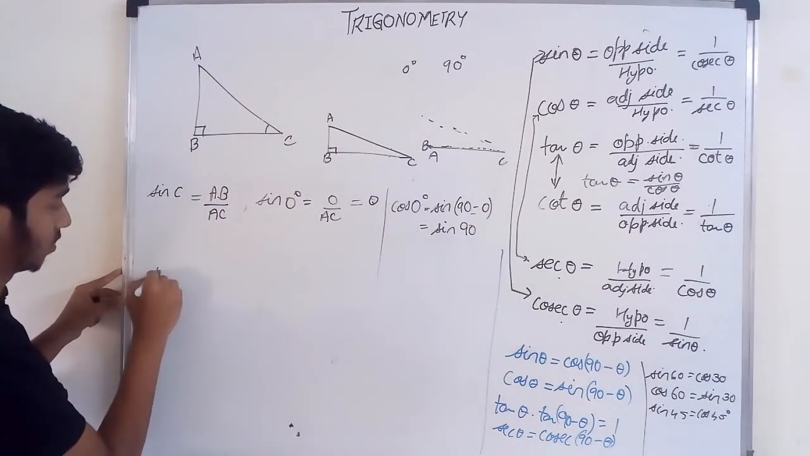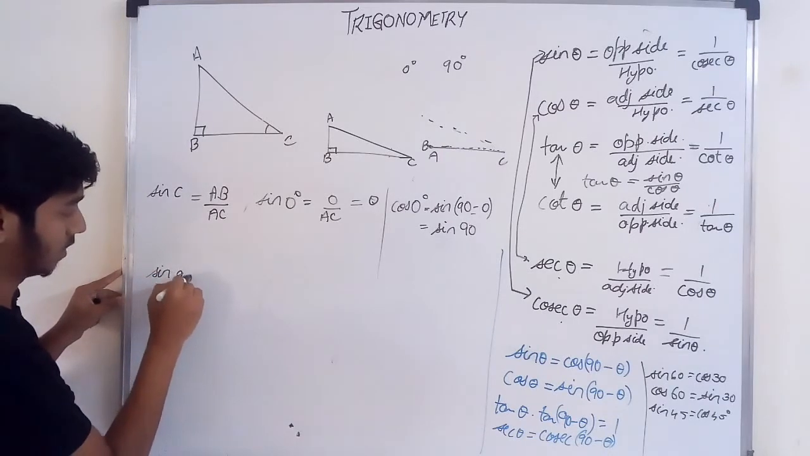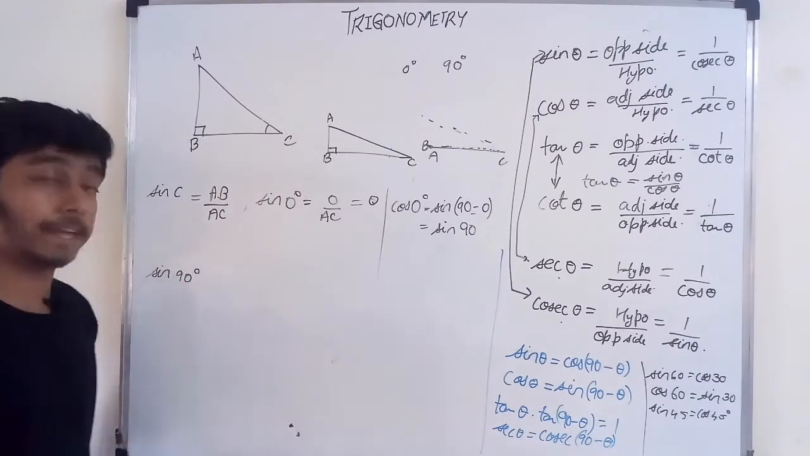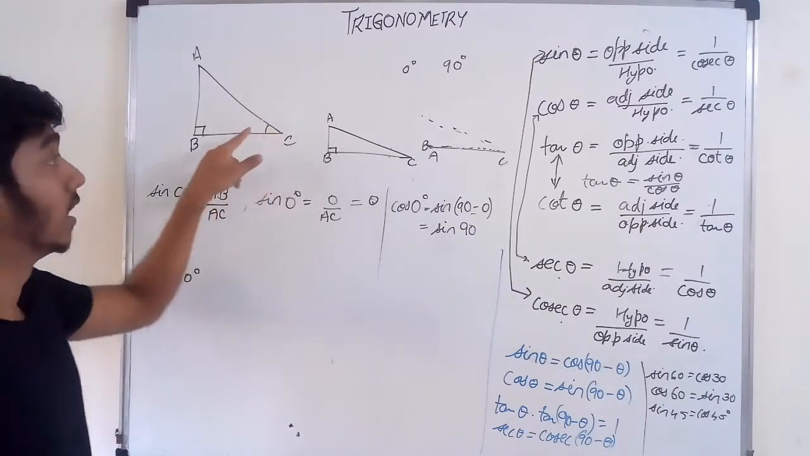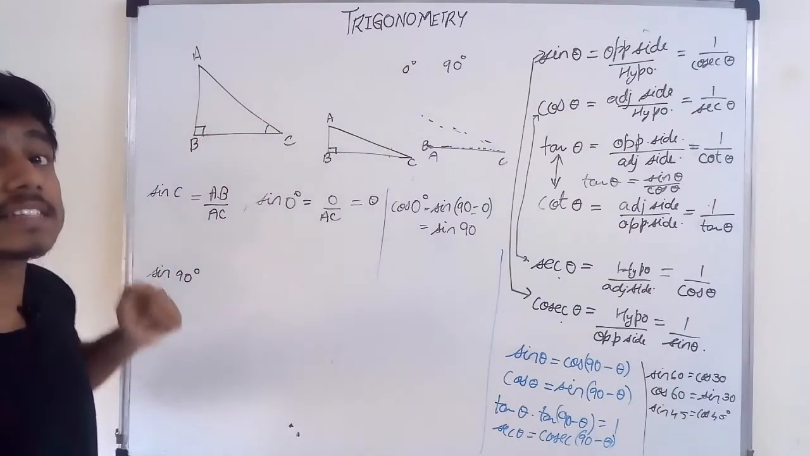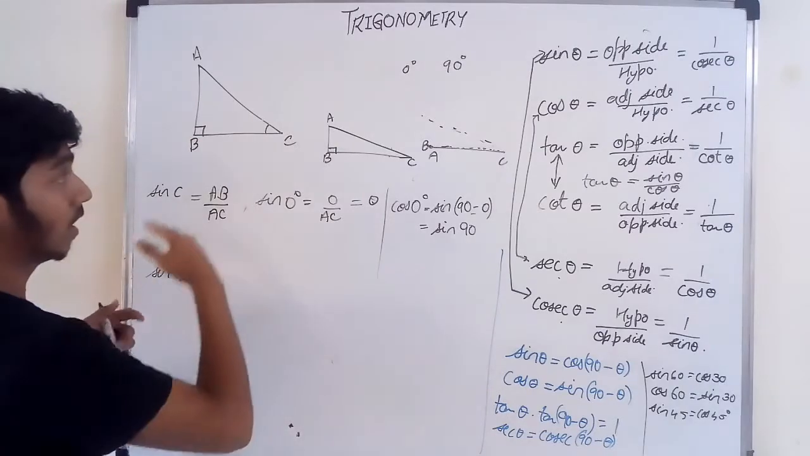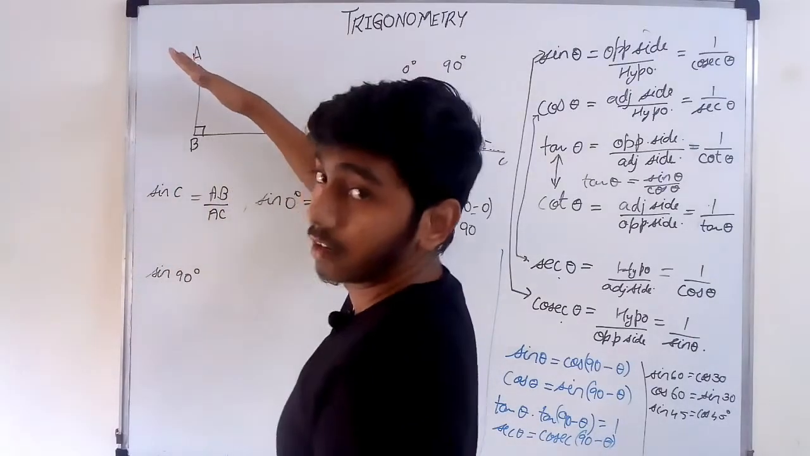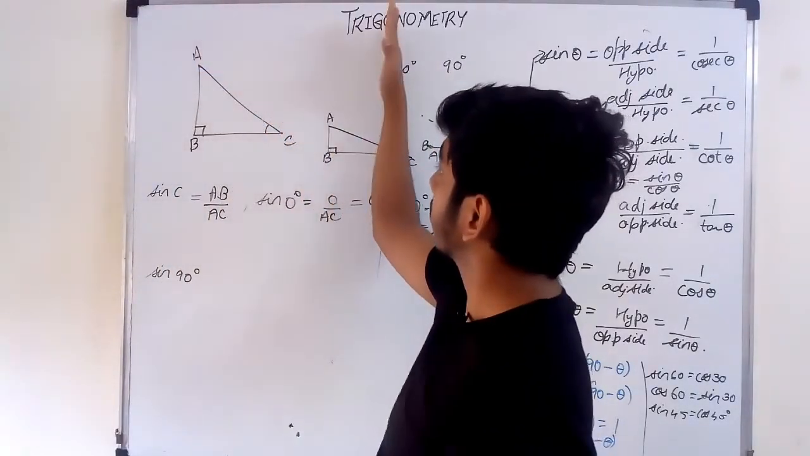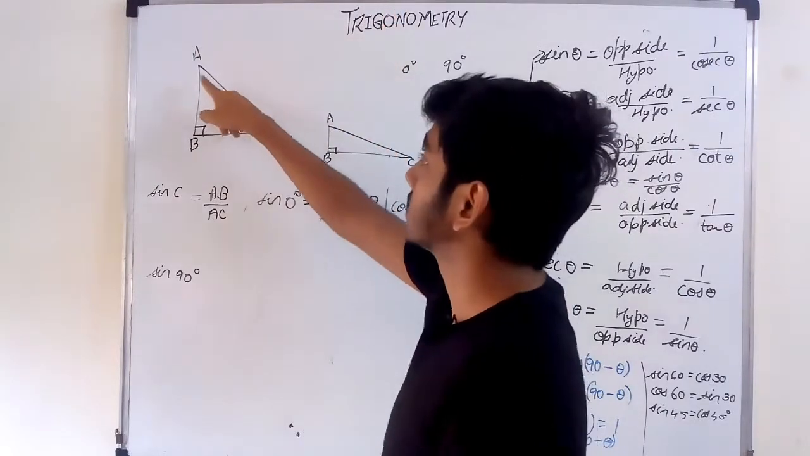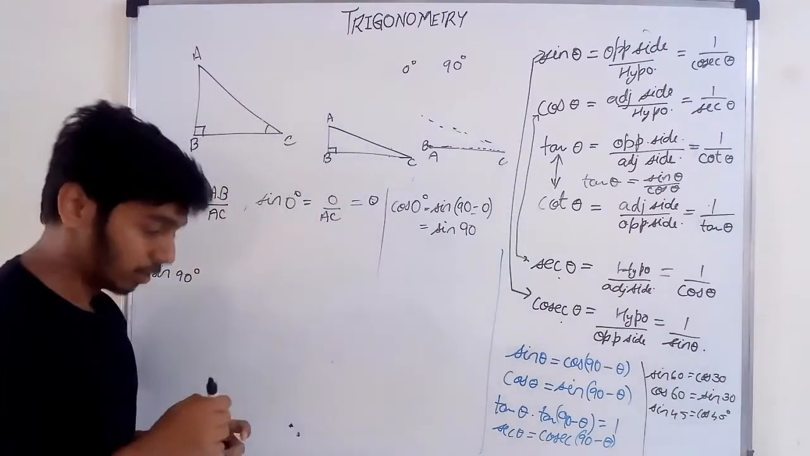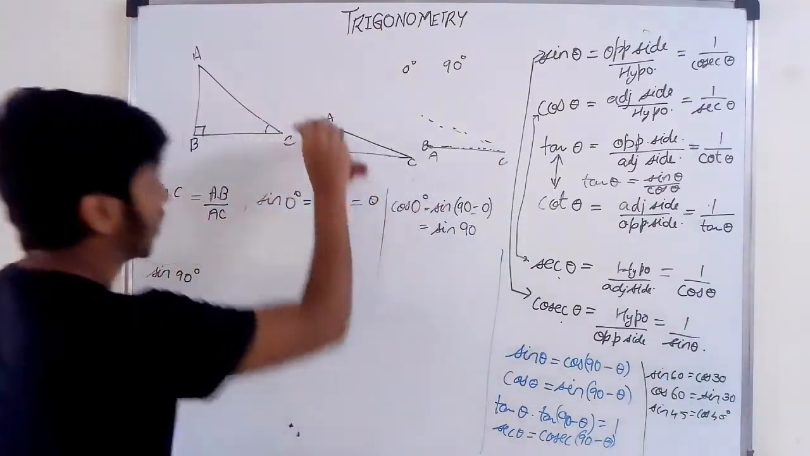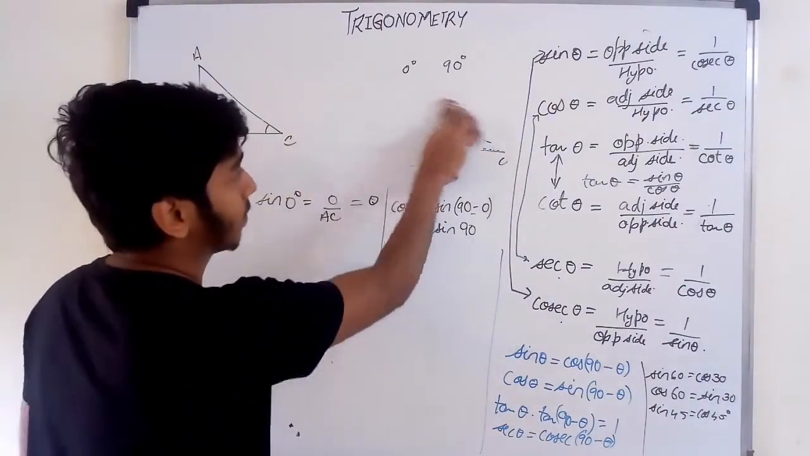Okay. So, here sine 90 degree. Here we'll try to make this angle C as 90 degree. That means this arm which is there here like this, we will take it and make it straight. This AC will become straight like this. So let's try to do that.